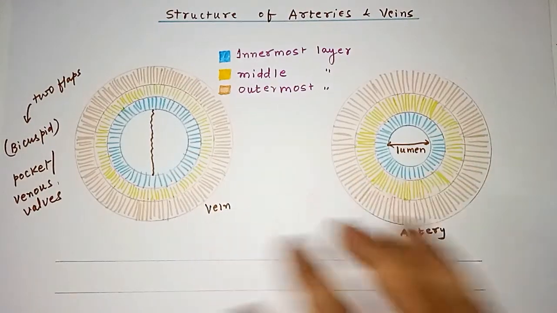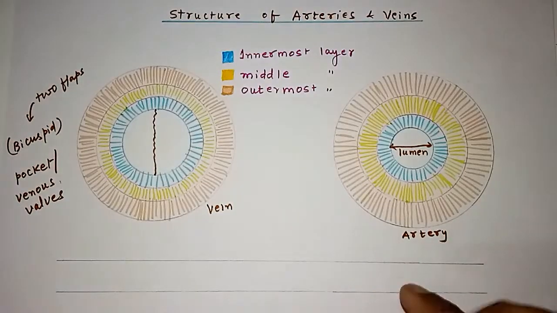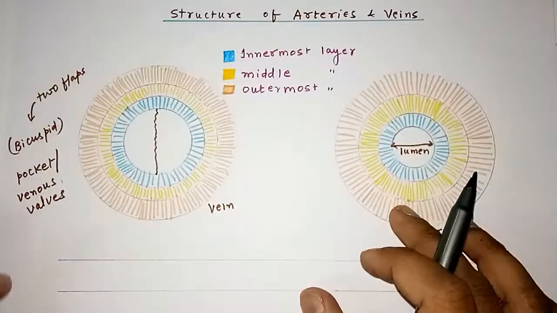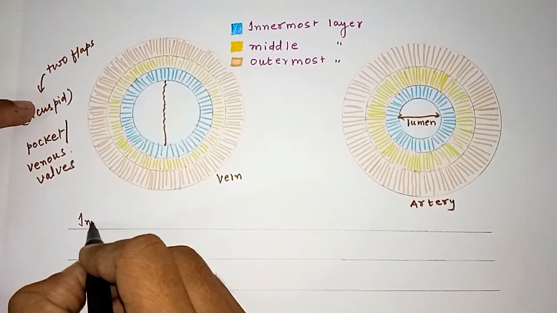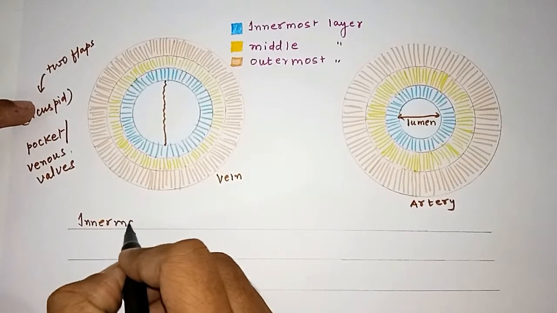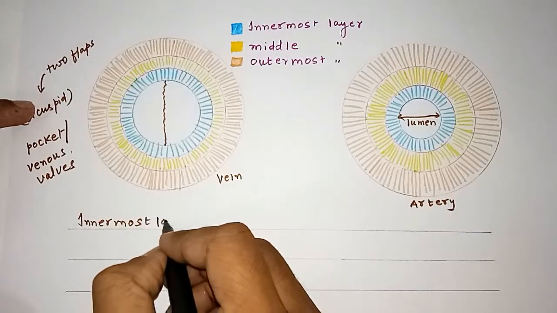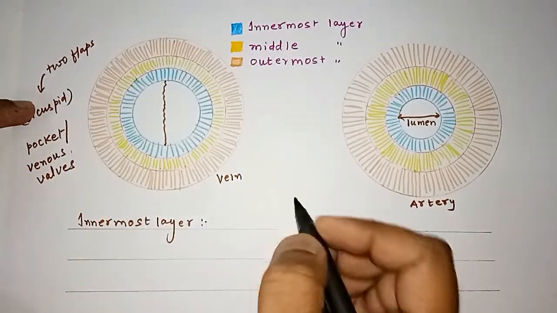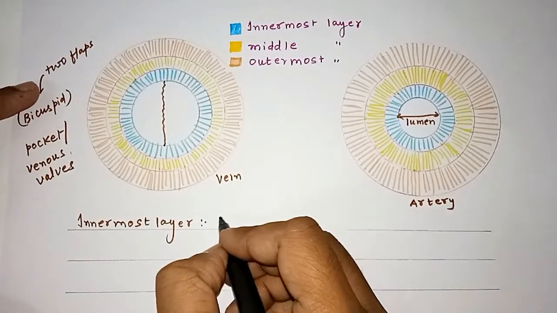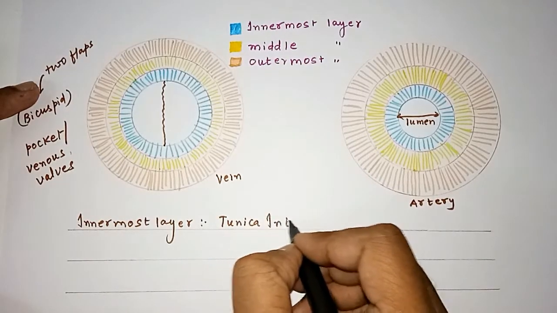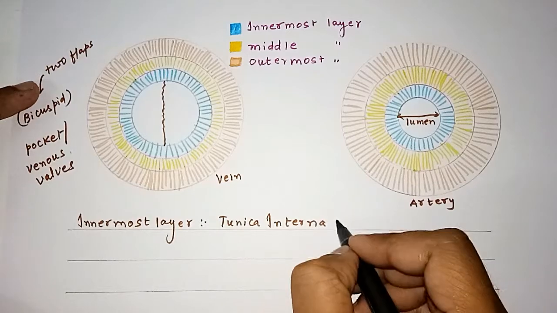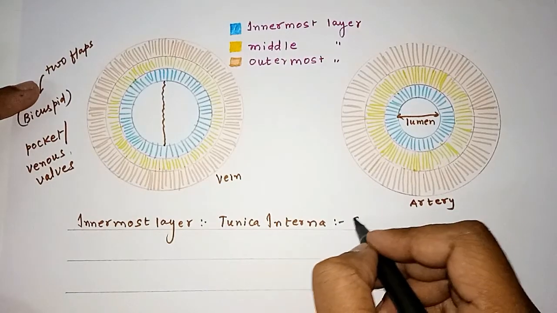Okay, so let's sum up our discussion over here and write down the main points. The innermost layer is called tunica interna, which is basically made up of squamous epithelium.